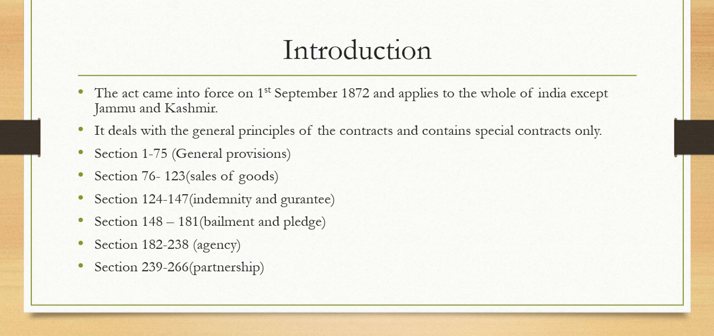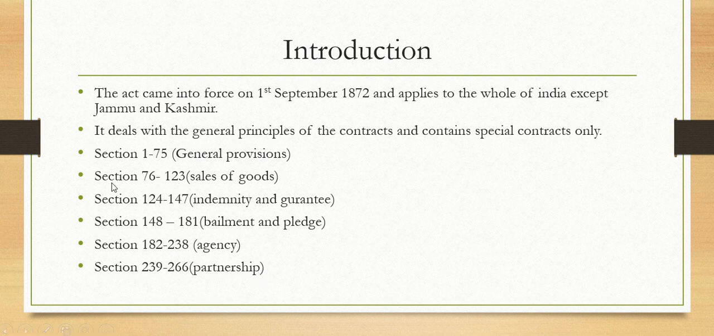Basically in this act there are 266 sections. Sections 1 to 75 talk about the general provisions. Sections 76 to 123 talk about the sale of goods. Sections 124 to 147 talk about indemnity and guarantee. Sections 148 to 181 talk about bailment and pledge. Sections 182 to 238 talk about agency, and sections 239 to 266 talk about partnership.